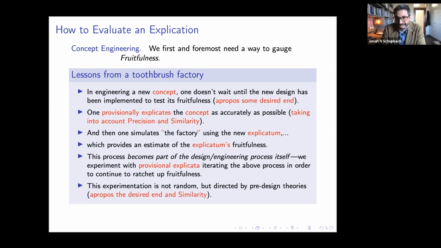This experimentation is not random, as I've already hinted at, but directed by pre-designed theories. For example, theories about the desired end and what it would take to reach that desired end, but also similarities involved here. So notice we're getting a more subtle and more nuanced take of how these desiderata might relate to one another in this process than Carnap's simple picture where fruitfulness takes and swamps all. Here, similarity itself is having a role in what ideas get tested for fruitfulness in the first place. So those are the basic ideas.